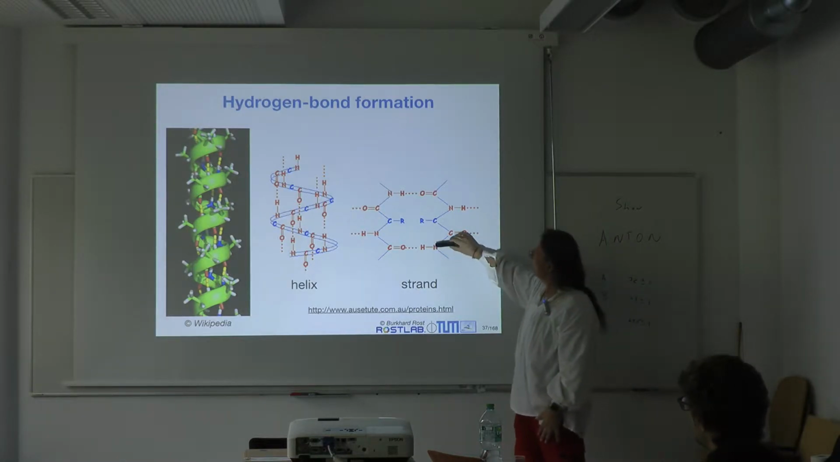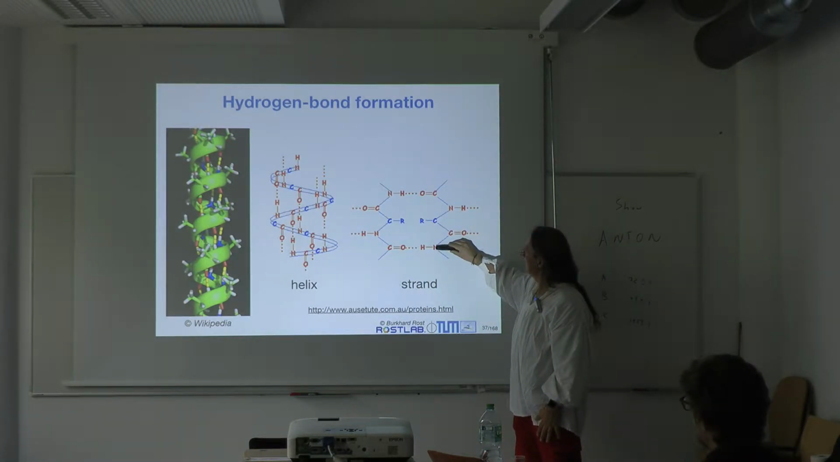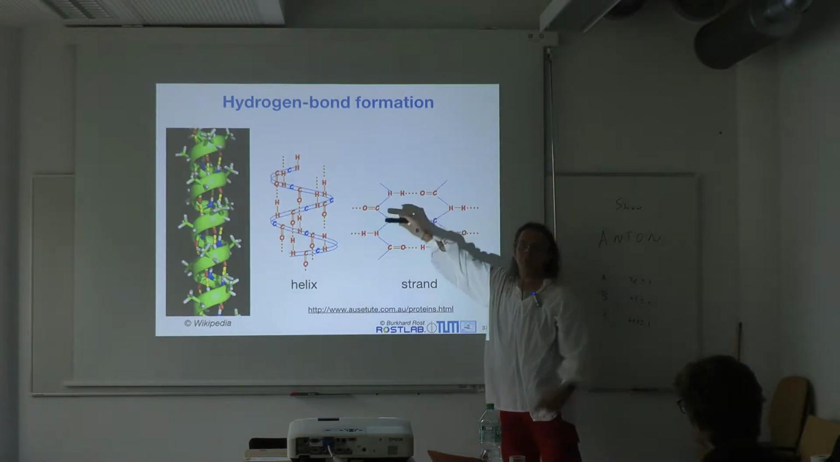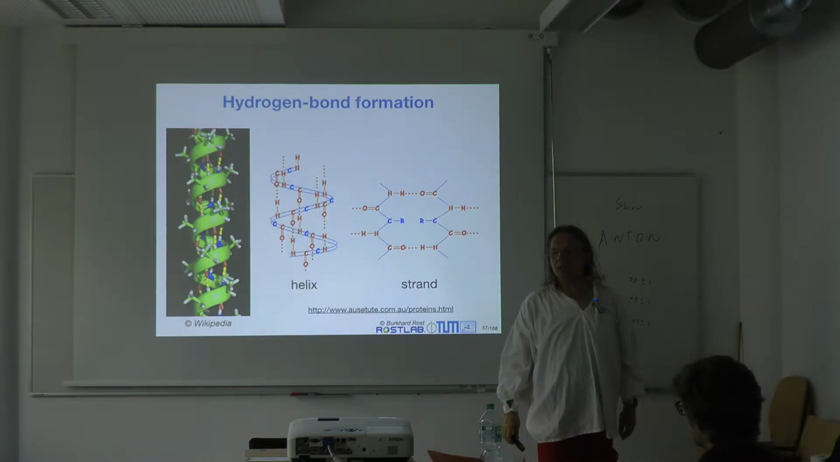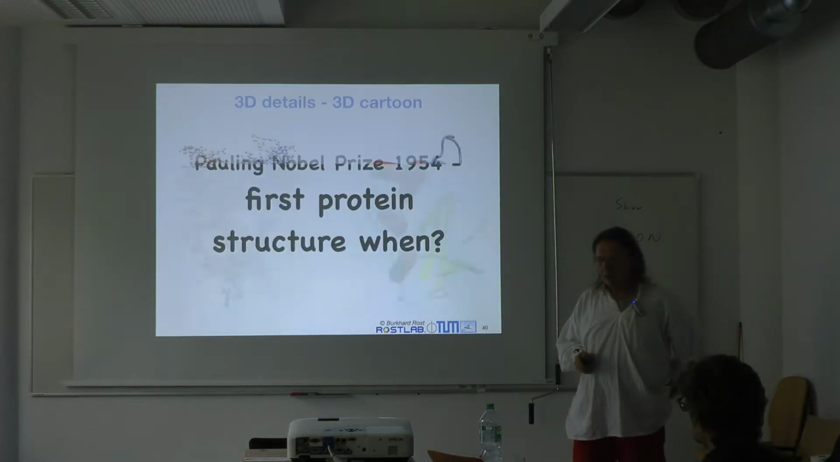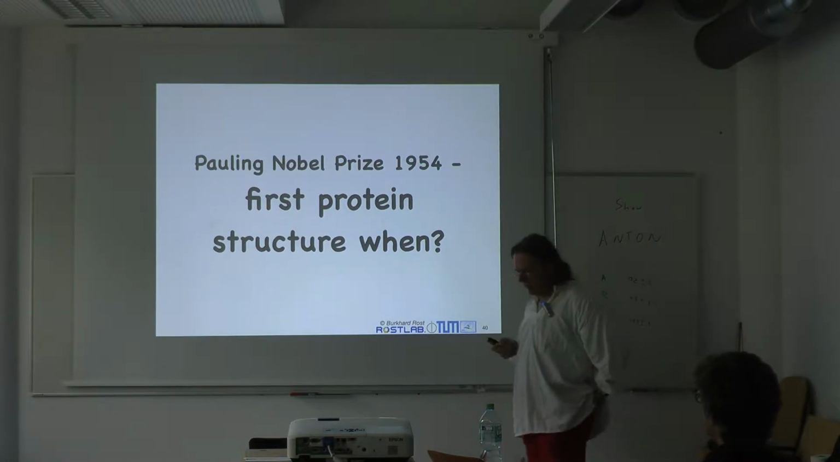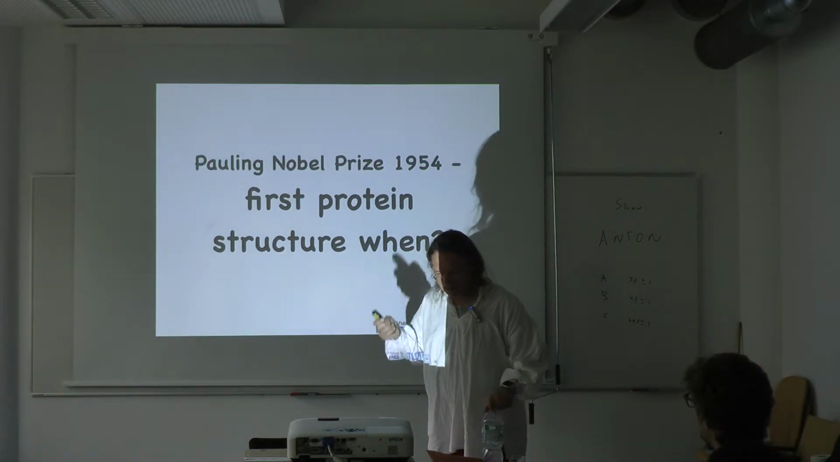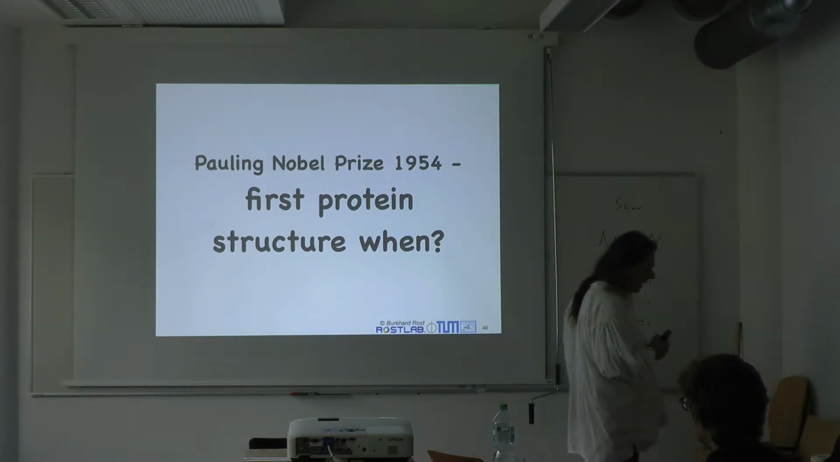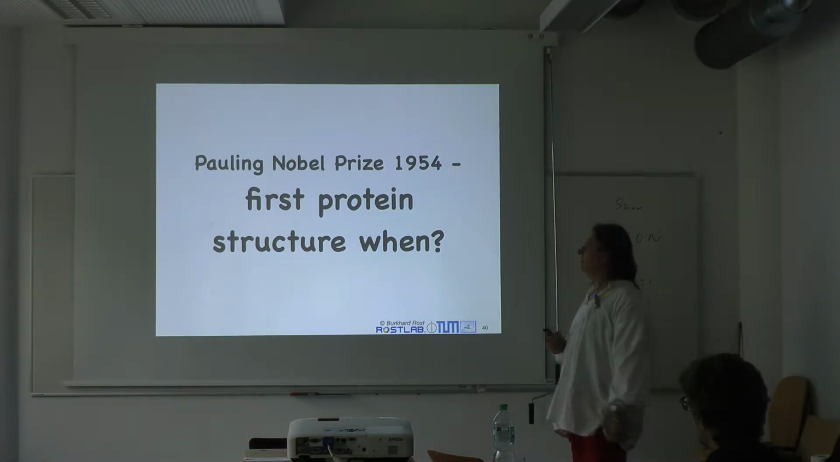The beta strand is every other residue. So this is residue I plus 1, I plus 2. So every other residue points to the other chain and forms a hydrogen bond in the beta strand. Now, again, Linus Pauling gets the Nobel Prize for understanding that secondary structure formation is determined by hydrogen bonds in 54.